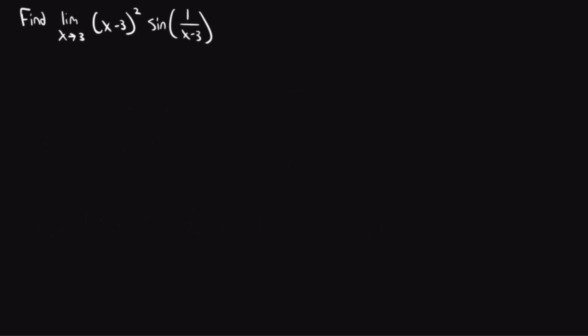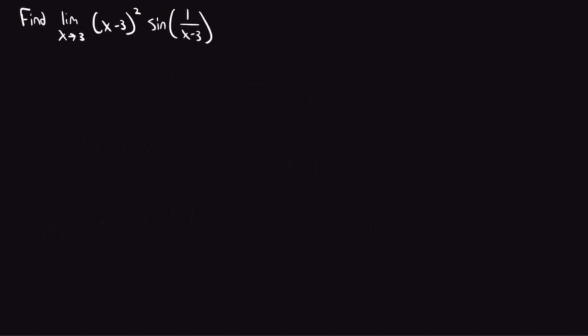Okay, so this question is asking us to find the limit as x approaches 3 of (x minus 3) squared times sine of 1 over (x minus 3). Immediately you can see that you can't just plug in 3, because over here you'll have 1 over 3 minus 3, which is 1 over 0, and that is a division by 0, so we can't have that. So we'll need to use another method, and once again, that method is the squeeze theorem.